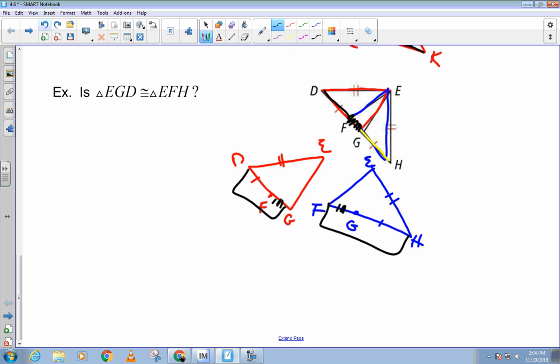Now, look at the big picture. If I look at this big picture right here, what kind of triangle is that? It's an isosceles triangle, right? And in an isosceles triangle, if the two legs are equal, what do we know? The base angles are equal. So this D and this H are equal to each other, yes?